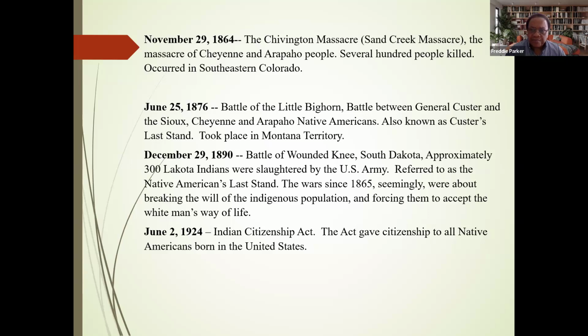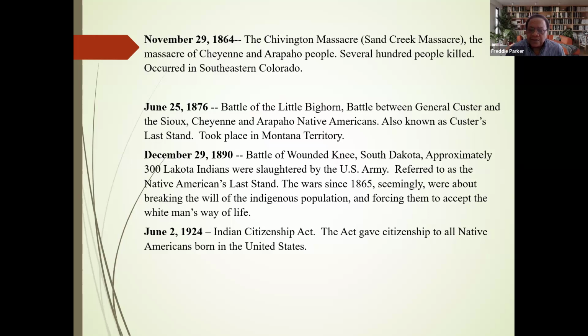The Chivington massacre is an example of the killing of just scores and scores of people that occurred in southeastern Colorado. You've heard of the Battle of Little Bighorn. Well, this actually was a battle in which the Native Americans were successful. And all of us have heard of Wounded Knee, South Dakota. Approximately 300 Lakota Indians were slaughtered by the United States Army. This is actually referred to as the Native Americans' last stand. The wars since 1865 seemingly were about breaking the will of the indigenous people and forcing them to accept the white man's way of life.